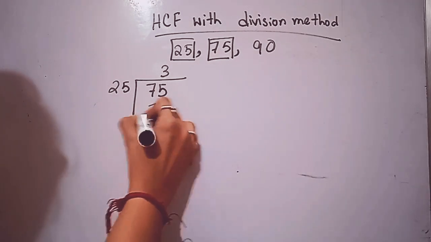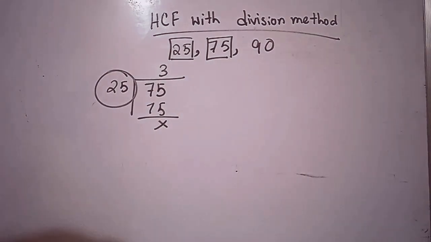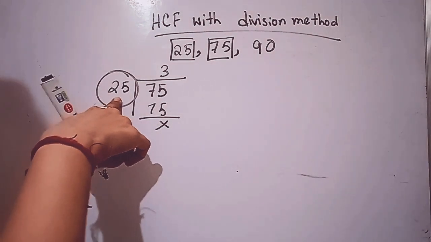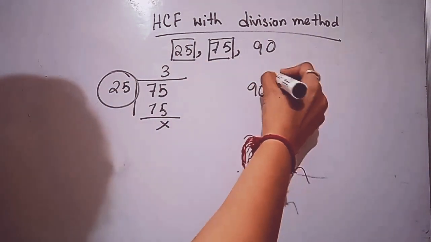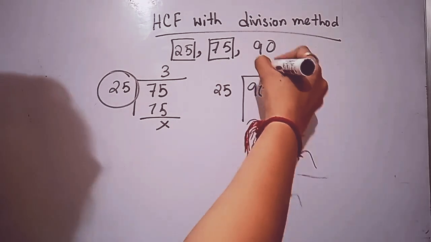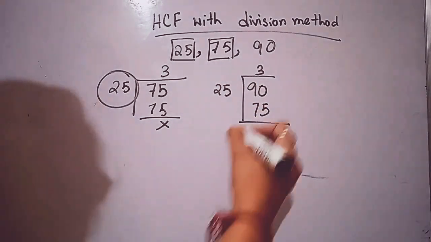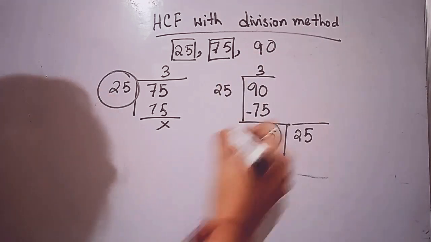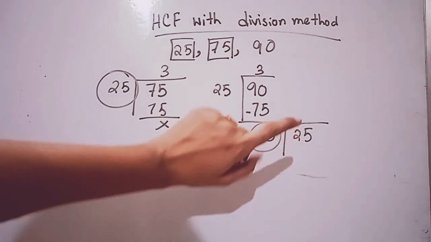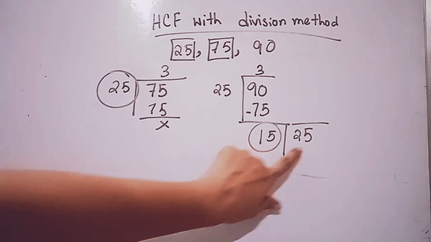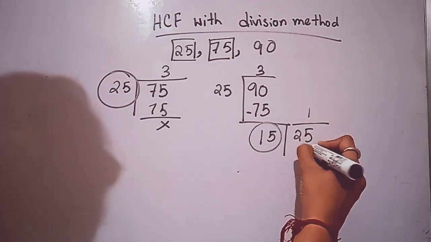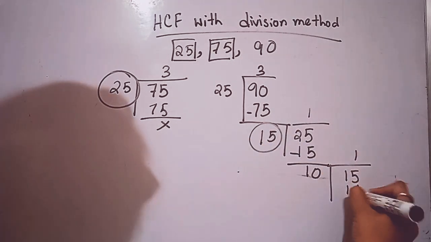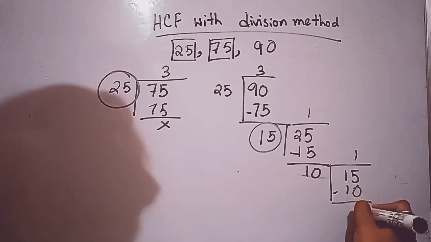My answer is 25, meaning the number used for division, 25, is the divisor. With the help of this 25, I will now divide 90. Subtracting, I get 15. Now I divide 25 using 15. 15 ones are 15. Now subtracting, I get 10. Now 15 divided by 10: 10 ones are 10. So subtracting, I get 5.